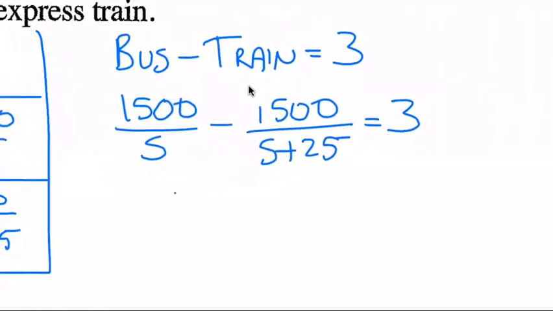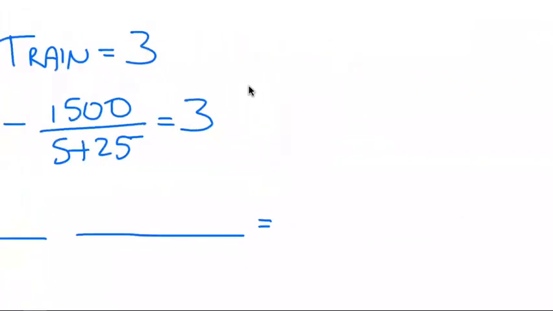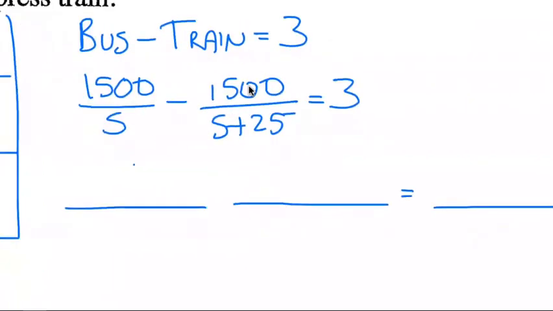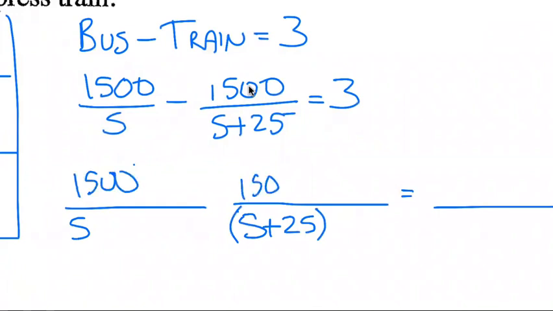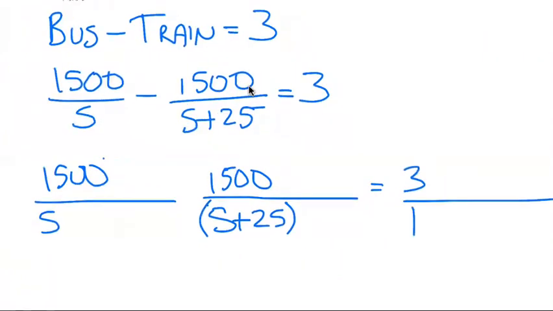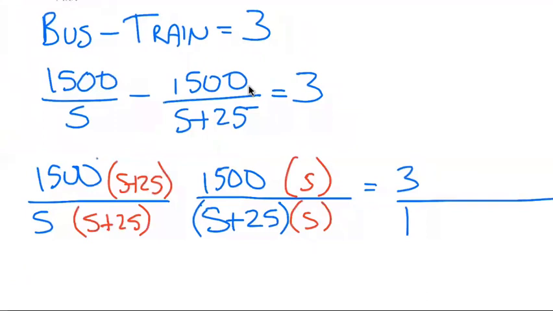But my common denominator is, so what's already here? S is already here. S plus 25 is already here. 1500 was already here. 3 was already here. This is technically over 1. My common denominator is S times S plus 25. So that goes here, S plus 25. S is not here, S goes here, and they both go here.